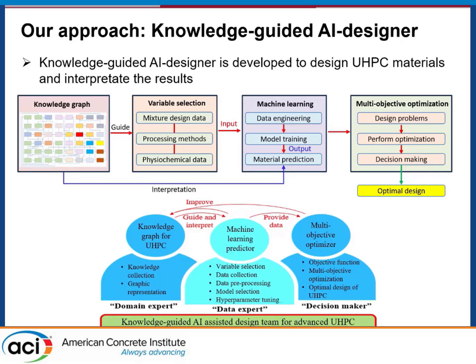So to interpret the underlying mechanisms, we proposed the knowledge-guided AI designer. For this AI designer, we integrate a knowledge graph. This knowledge graph was created by domain experts, specifically UHPC experts. So the knowledge graph will cover the knowledge of UHPC. Using this, we can guide the variable selection of the machine learning prediction model. And more importantly, we can use the knowledge graph to interpret the prediction results to enhance the machine learning performance for optimization.